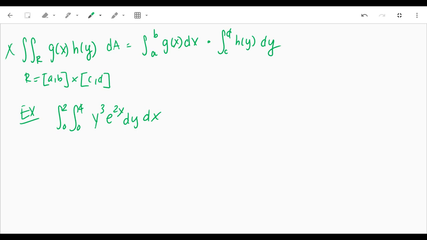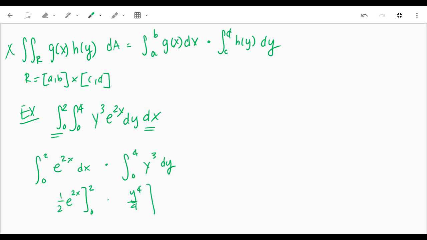and welcome back. So the other thing we can do is this is separable. So we can rewrite this as your integral from 0 to 2 of e to the 2x dx, the 0 to 2 goes with the x, and multiply that by your integral from 0 to 4 of y cubed dy. And that's going to be much easier. So your integral of e to the 2x would be 1/2 e to the 2x from 0 to 2. And then we'll do y to the 4th over 4 from 0 to 4.